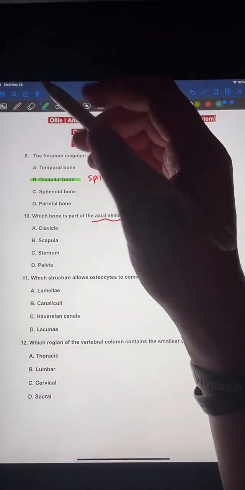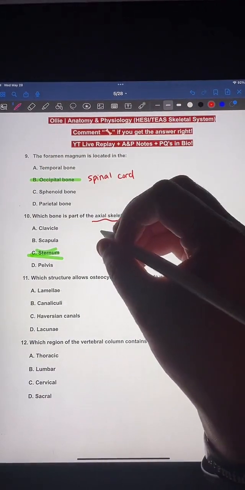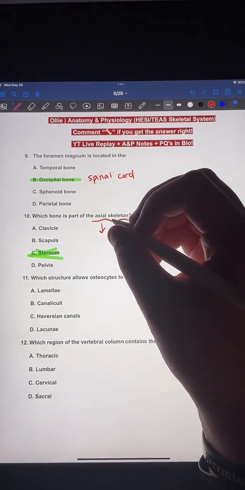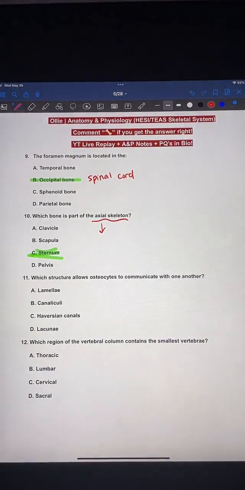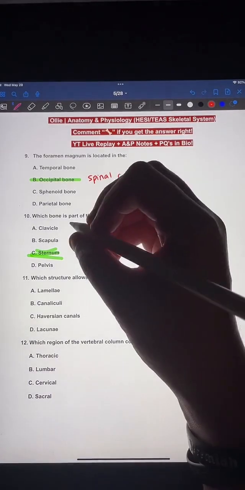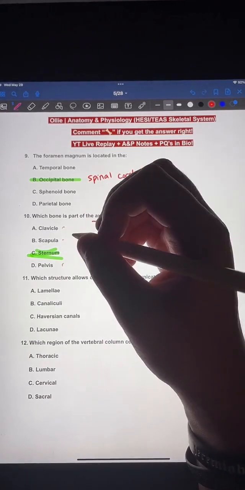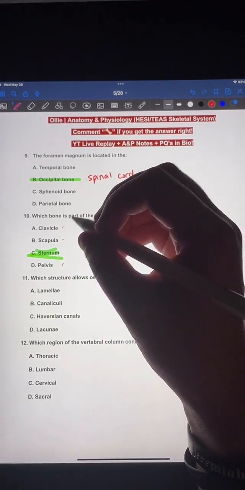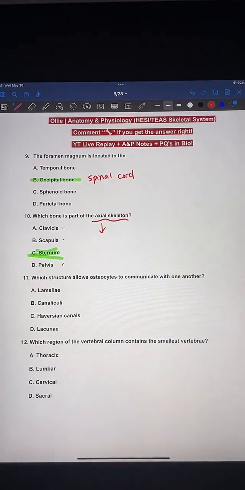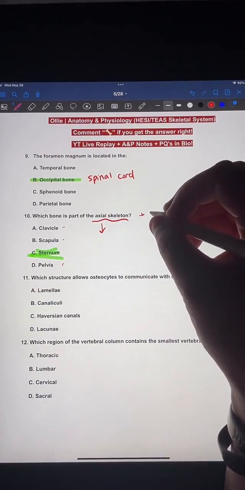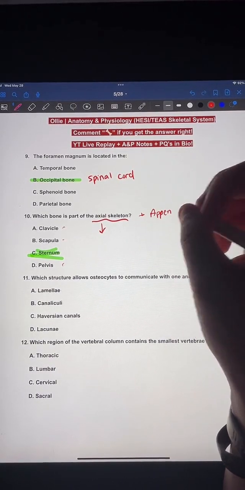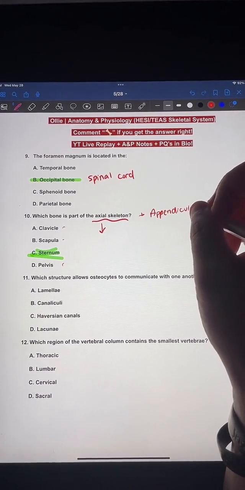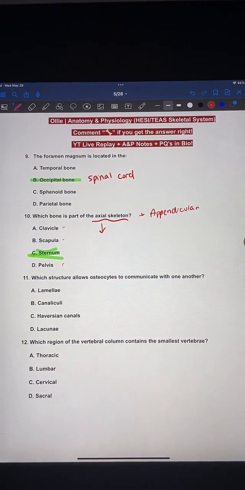Number 10, the answer is the sternum. Again, our axial skeleton consists of our skull, our vertebral column, our ribs, and our sternum. The other three here are all part of our appendicular skeleton. So you have your axial skeleton and your appendicular, which is your limbs and your pelvis area.